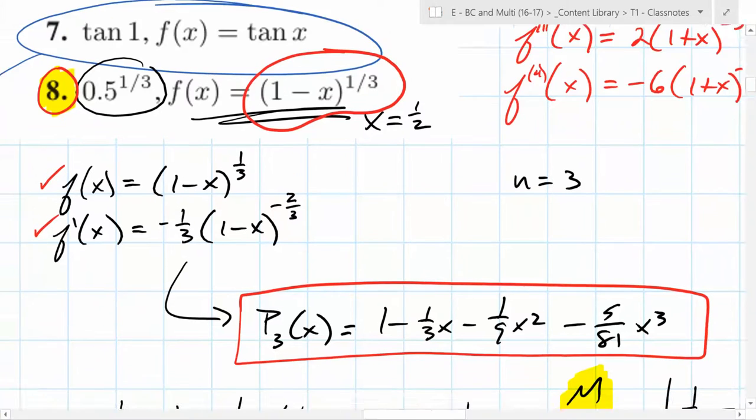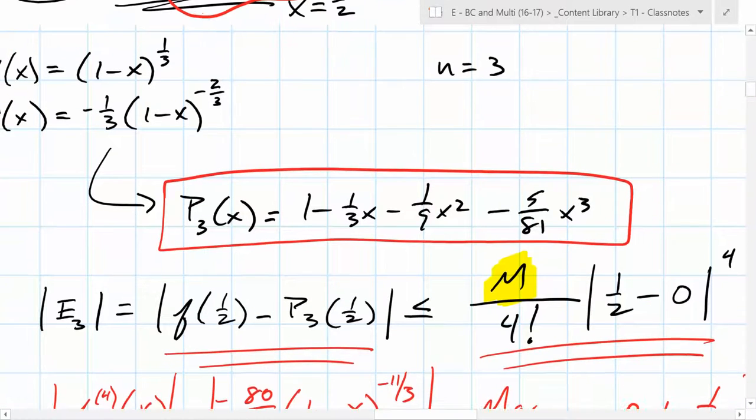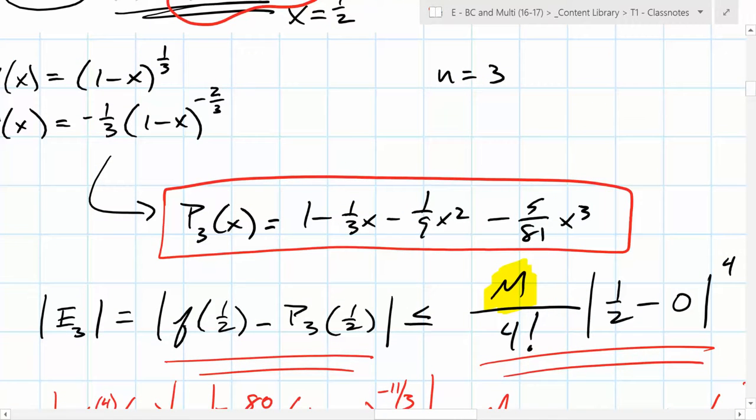Okay, so theoretically, could we plug that in? Absolutely. So what are we doing here? We're trying to find E3. Why is it E3 and not E4? What does the question ask us to find? Use the third degree Taylor polynomial. So n is what? N is 3. So what are we trying to do? We're trying to find an upper bound for the actual error. This is the actual error right here.